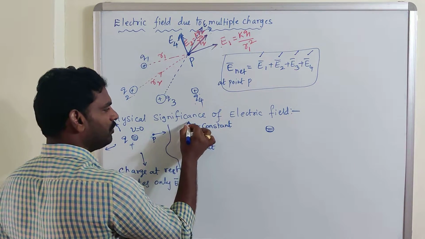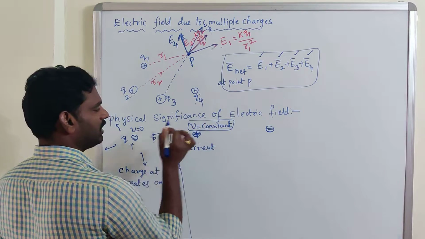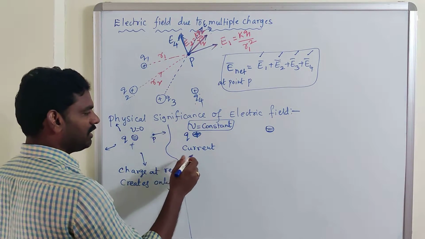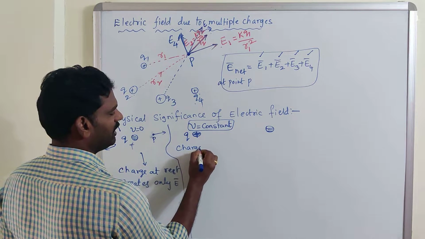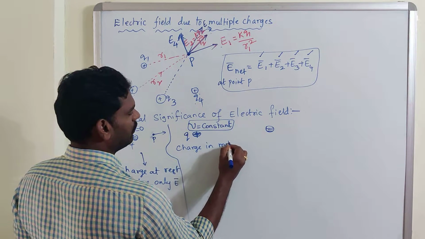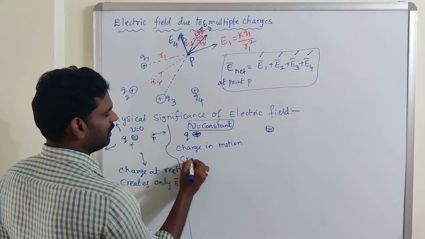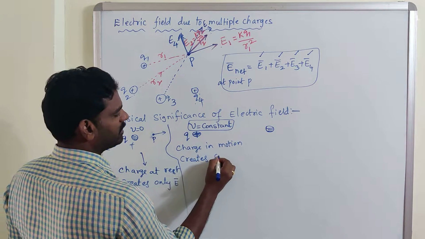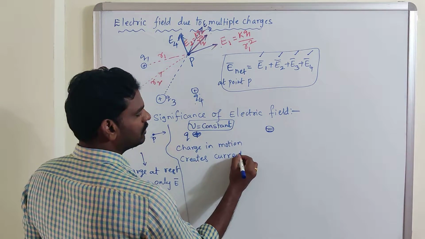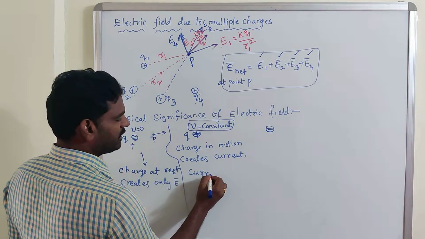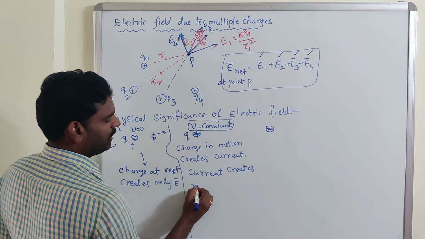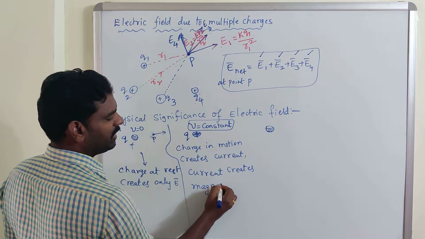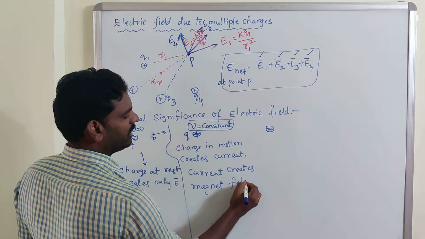Okay, it is moving with constant velocity. This charge in motion creates current. So current creates a magnetic field. ఏం క్రియేట్ చేస్తుంది మరి? ఇక్కడ మ్యాగ్నెటిక్ ఫీల్డ్ ని క్రియేట్ చేస్తుంది.